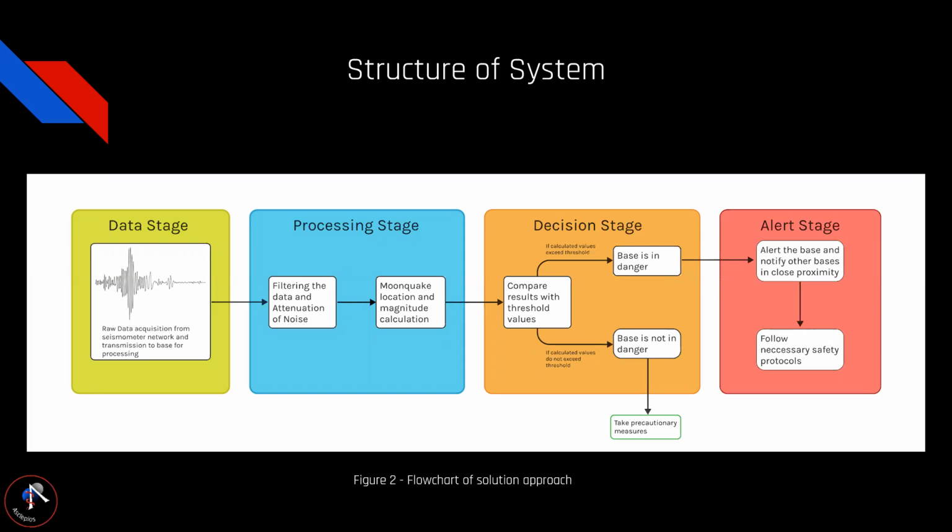Once this data is calculated, we send the expected values through a threshold check. If the value exceeds the threshold, we alert the system and signal the astronauts that the base is in danger. If not, they can just take precautionary measures inside the base. If the base is in danger, then the alarm system is triggered, and they will be told to follow the necessary safety protocols which we have developed and will show on later slides.